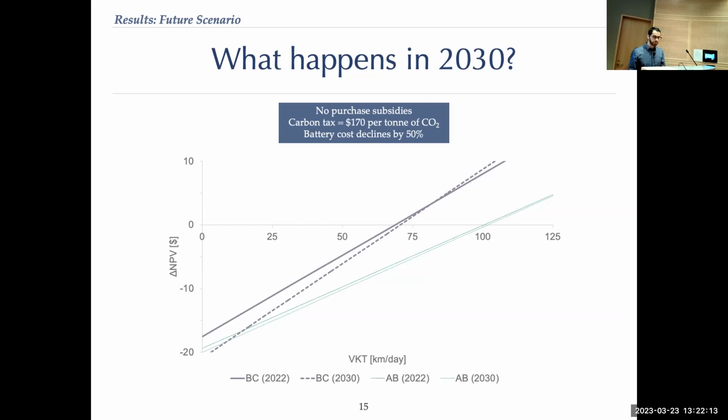Let's say the cost declines by about 50%. So what happens then? Here I ran a scenario which compares the province of BC to Alberta. And the result that I found, so again, we're looking at the intercept on the x-axis, is that it's not really very different. So what this is saying to me is that carbon tax is actually playing a key role when the subsidies run dry.